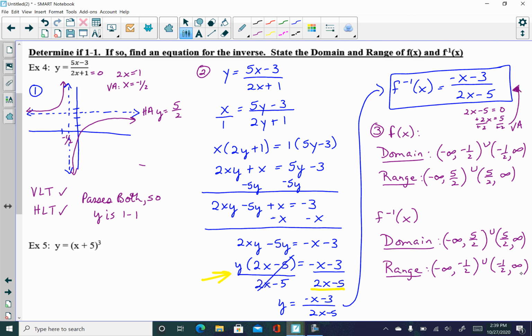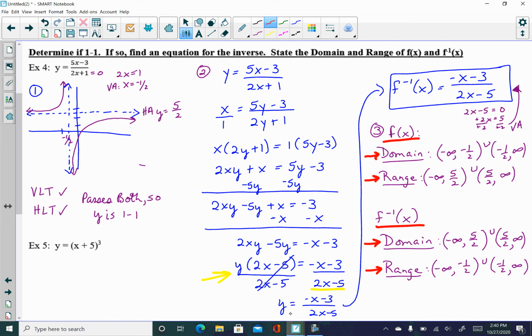Now, I purposely talked you through finding the domain and range here of both of these pieces. You would need to find the domain and range of your original function, but when it comes to finding the domain and range of your inverse, notice how the domain of your original function is the same as the range of the inverse. And the range of your original function is the same as the domain of your inverse. So they just switch with one another, okay?